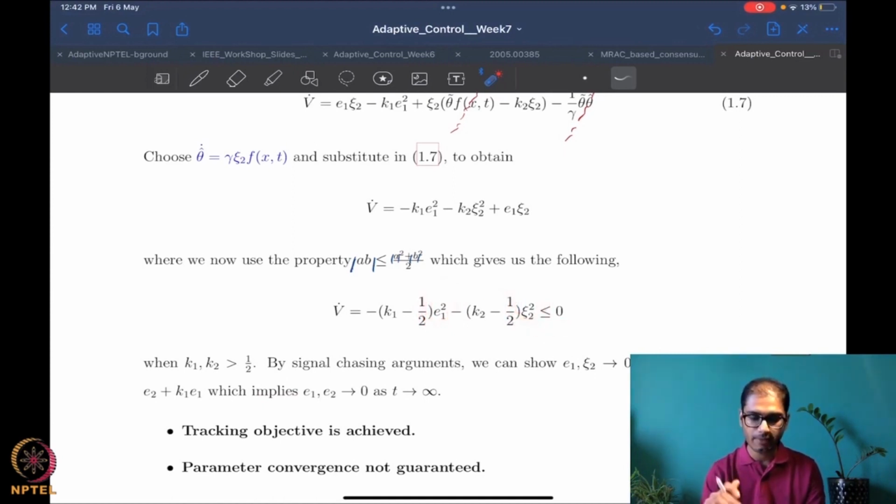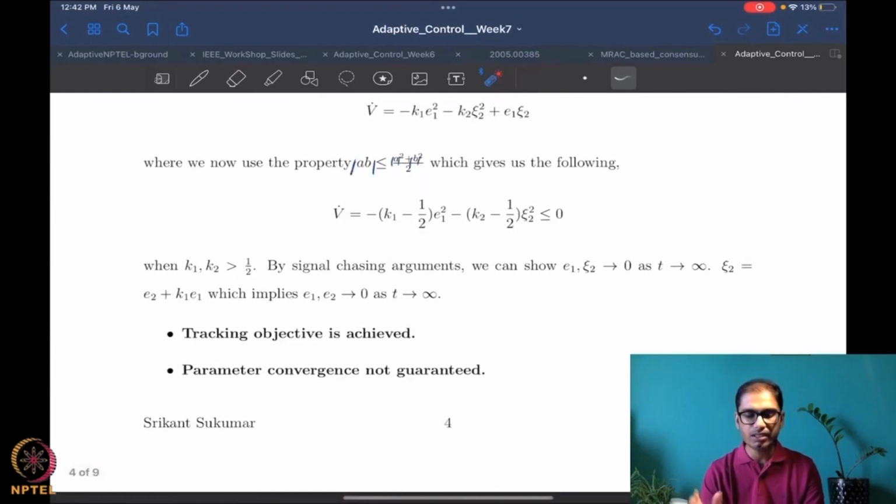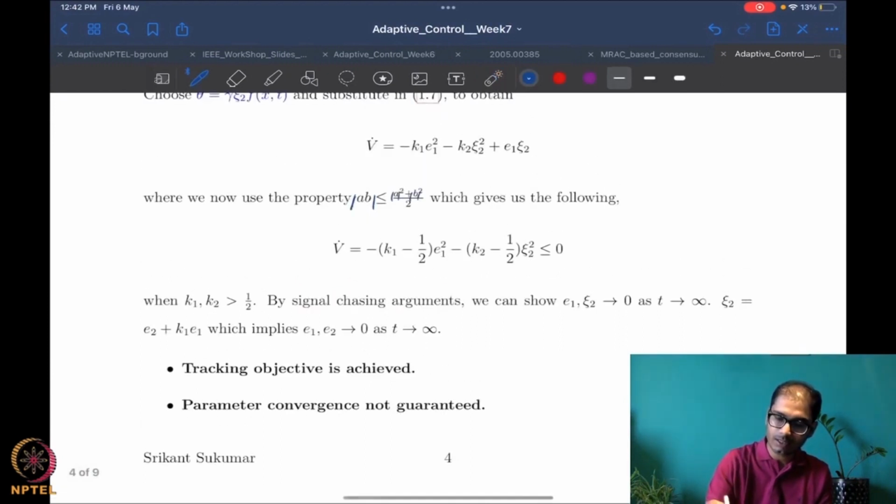All right. Great. However, it's not difficult for us. We're not even writing these arguments explicitly anymore. But we know that we can use signal chasing arguments and Barbalat's lemma. So I'm going to say signal chasing arguments plus Barbalat's lemma and corollary.